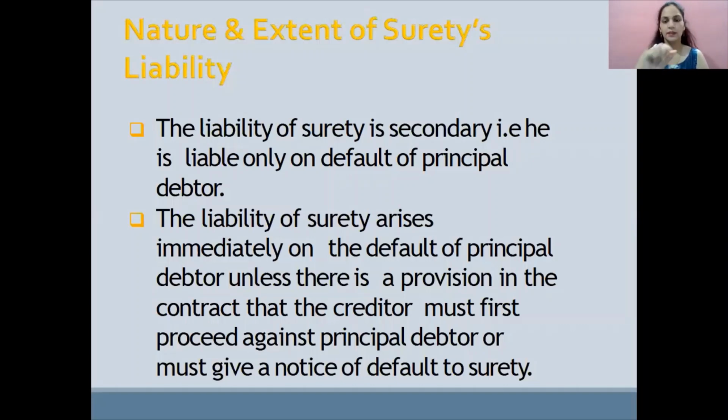Until and unless there are certain provisions mentioned in the contract that the creditor must first proceed against the debtor, that is, must first ask for any kind of excuse from the debtor or may give some extension of time, or must give a notice of default to the surety, or the creditor should inform the surety that his liability has arisen. Until and unless such clauses are mentioned, the liability immediately arises as the principal debtor makes a default.